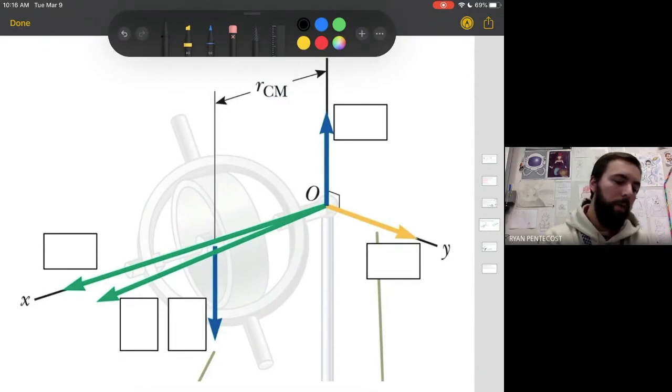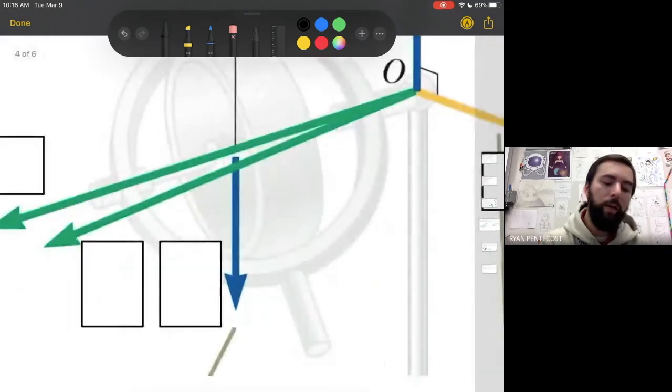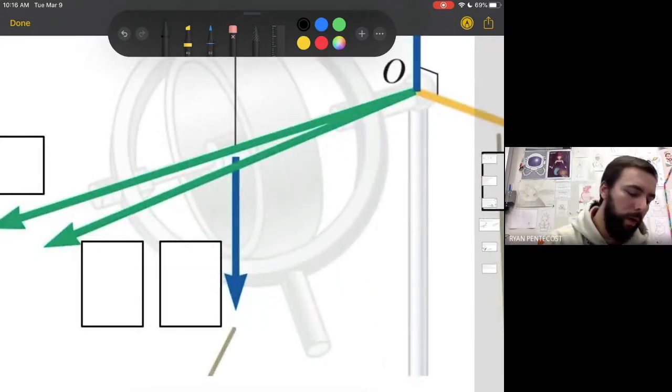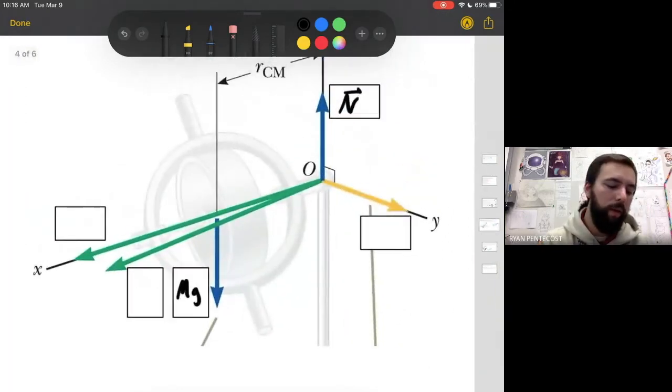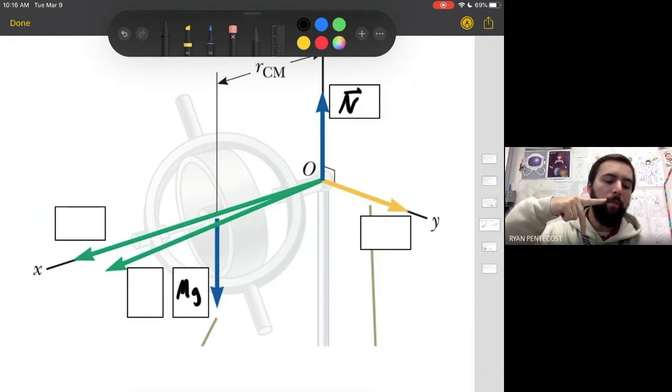Okay? Now, the blue arrow here, coming up from the origin, this would be a contact force that is supporting the gyroscope. This would be normal force. Okay? Now, the blue arrow down here, acting on the center of mass of the gyroscope, that would be mg. Okay? Now, these vectors coming out of the origin, okay? If we use our right-hand rule and we have R cross mg, okay, that's going to generate a torque not in the direction of those green arrows, so that can't be torque.